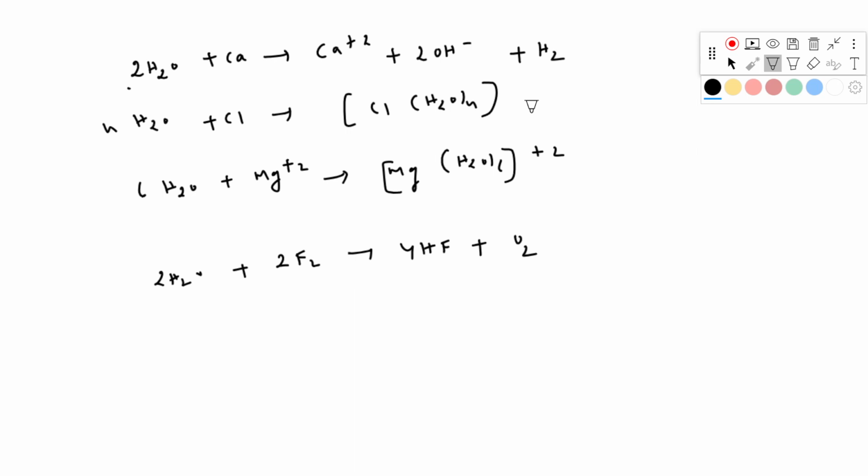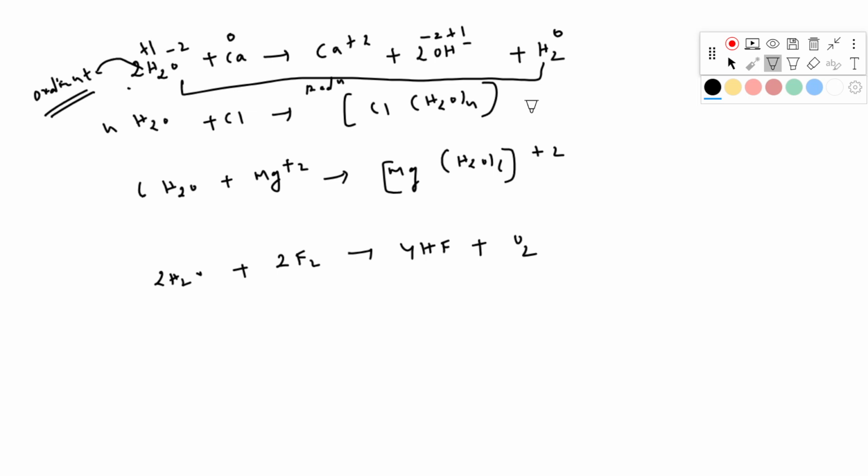Suppose you see here, if you calculate the oxidation states, hydrogen is +1, oxygen is -2, and calcium is 0 oxidation state. Here calcium is +2, oxygen is -2 and hydrogen is +1 in hydroxide, and H2 is 0 oxidation state. If you clearly observe, hydrogen goes from +1 to 0, that means the oxidation number decreases. That means this one is reduction. If you take the water species, that is reduction, so water is reduced here. Whenever it is reduced, it behaves as an oxidant. So in the first reaction, H2O behaves as an oxidant.